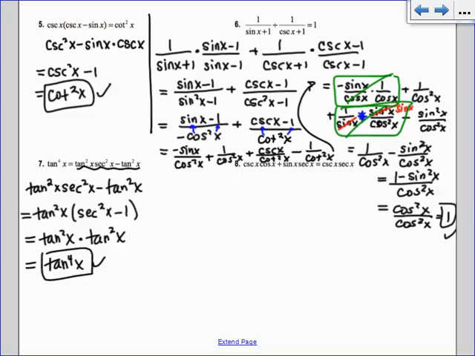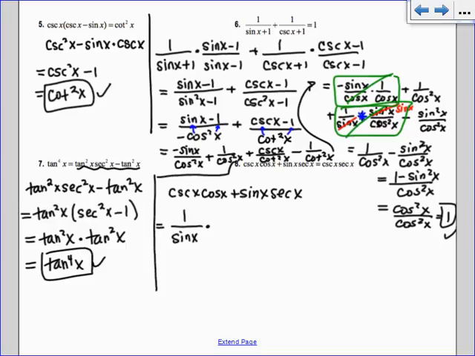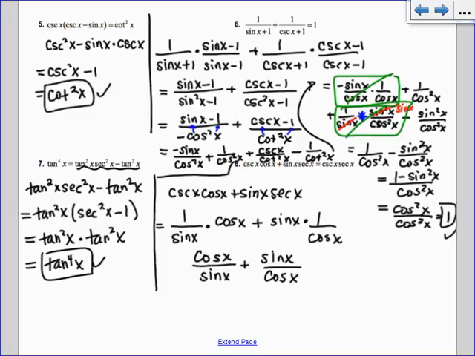Okay, and this next one, number 8. Let's start with the cosecant x cosine x plus sine of x secant x, and this looks like a good one to make into the sines and cosines. Okay, so when we do that, we have cosine of x over sine of x plus sine of x over cosine of x. And if you notice, for what we're trying to shoot for, we have one term. We don't have like two separate, like a binomial. So let's go ahead and get common denominators.